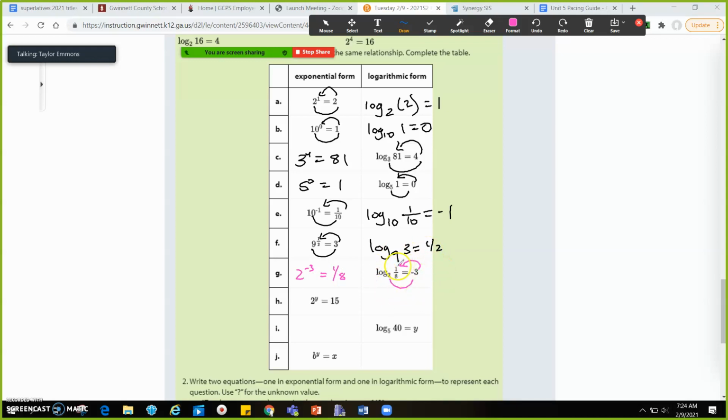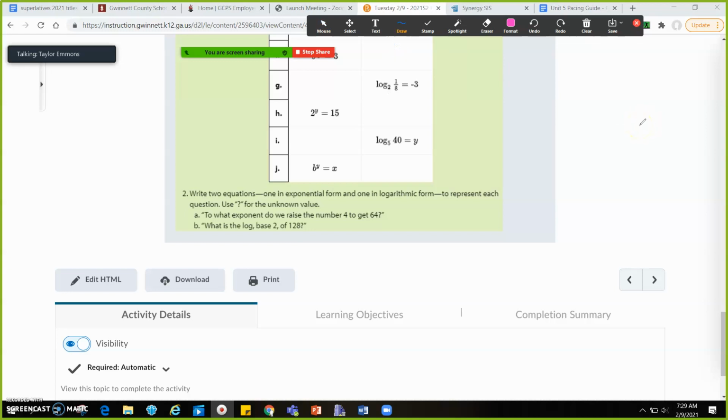Okay? Then I've got log of base 2 of 15 equals y. 5 to the y power equals 40. And log of b of x equals y. Okay? So, over here, we've got, to what exponent do we raise 4 to get 64? And the log of base 4 of 64 equals question mark.